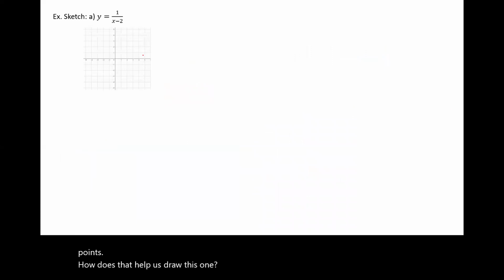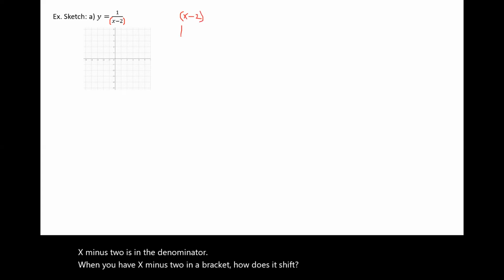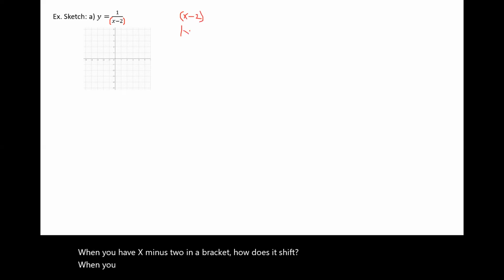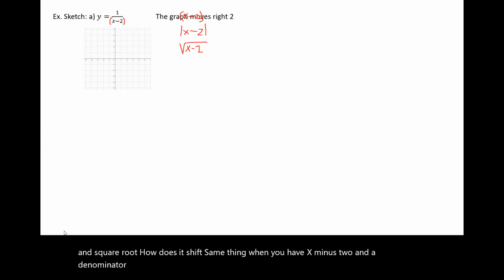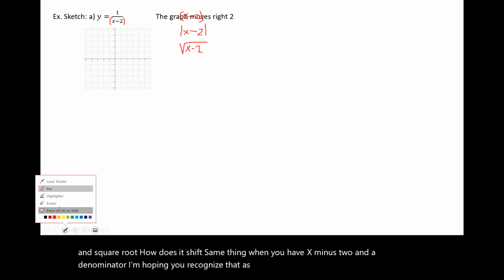First, we have to identify the shift. X minus 2 is in the denominator. When you have x minus 2 in a bracket, how does it shift? When you have x minus 2 in absolute values, how does it shift? When you have x minus 2 in square root, how does it shift? Same thing when you have x minus 2 in a denominator. I'm hoping you recognize that as the graph shifting right 2.